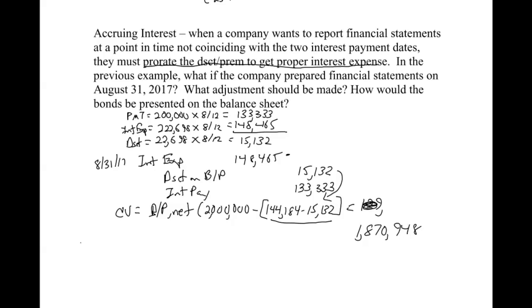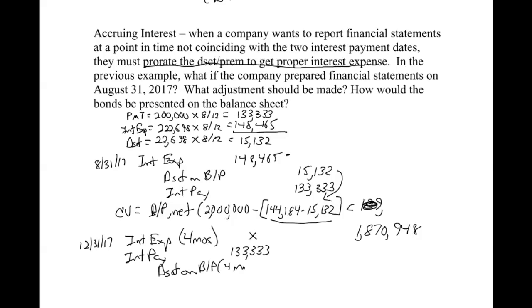The problem didn't ask for this, but if we jumped ahead to 12/31/17, we would have interest expense. I don't know the numbers off the top of my head, so I'm just going to put parentheses. That'd be 4 months of it, the other 4/12, whatever that works out to be. We would take the interest payable off the books for 133,333. We would have the amortization of the discount on bonds payable for the other 4 months, and then we would have the cash payment for the full $200,000 payment. Then we would just start that process over and over again.